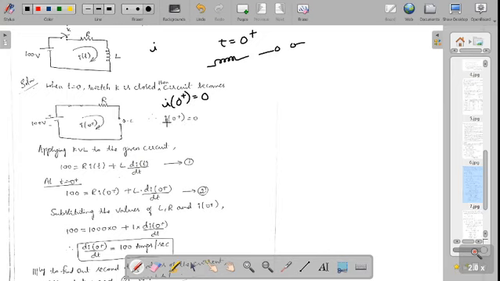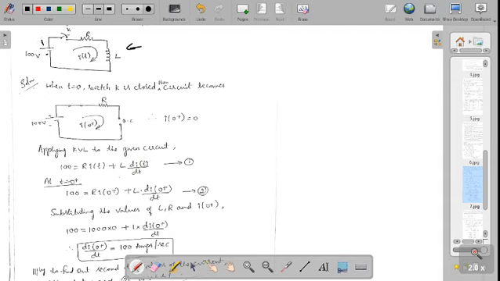Next, we need to find the first derivative, di of 0 plus divided by dt, and then d square I of 0 plus divided by dt square. So I have found one variable; still you need to find these two variables. Now in order to find the first derivative, di by dt, we need to apply KVL to this circuit.